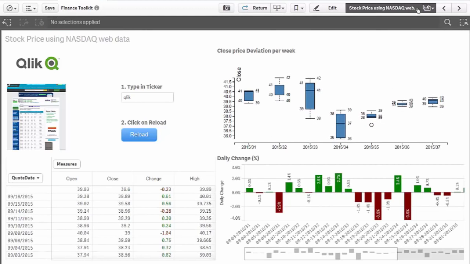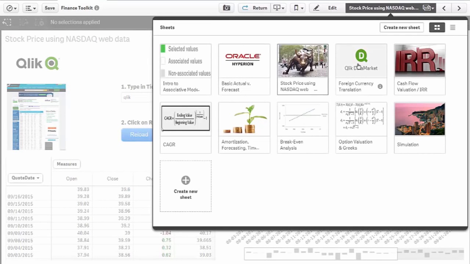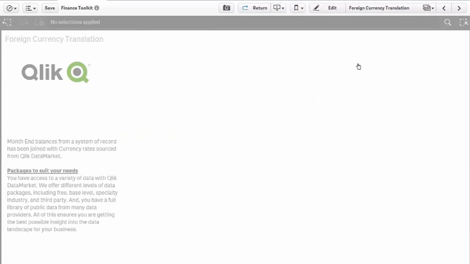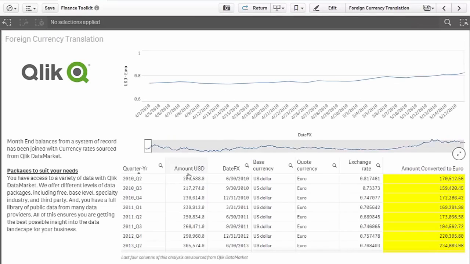So I'm going to now navigate to the foreign currency translation page. In this particular case, I have a set of data that I brought in, which is a period end balance of my portfolio, my balance sheet, over several years, back to 2010.